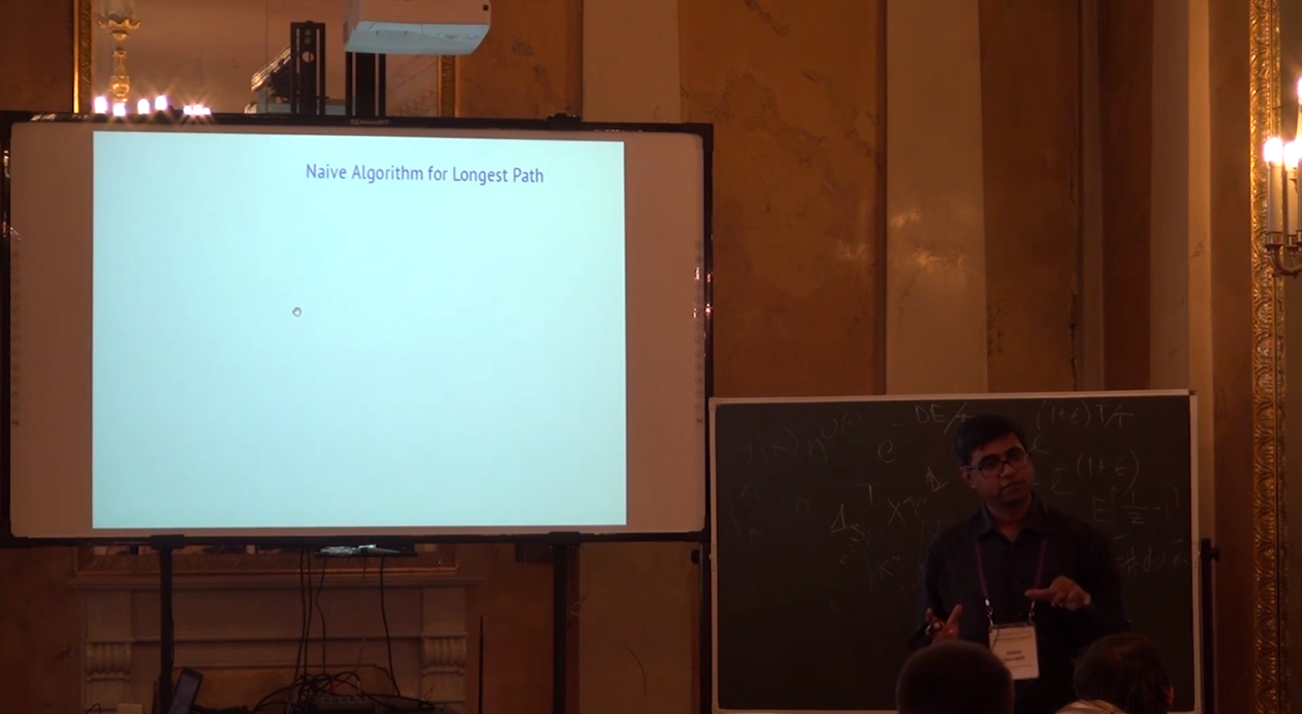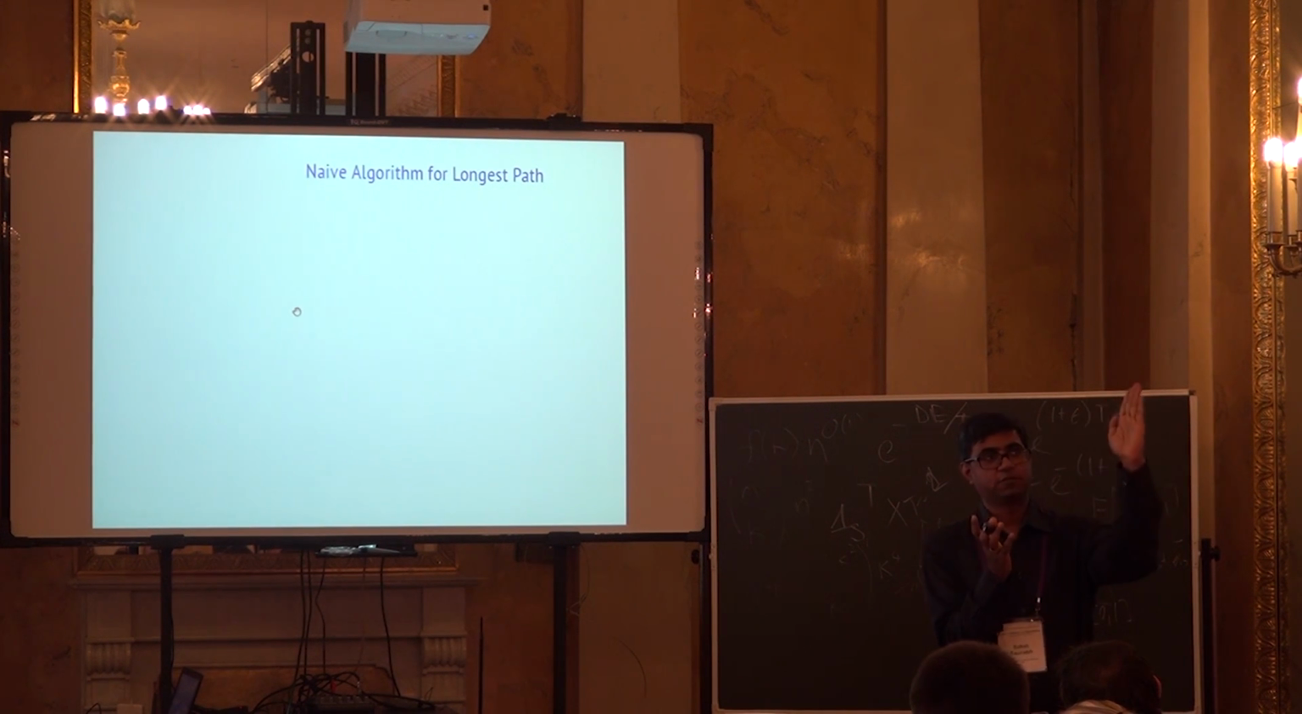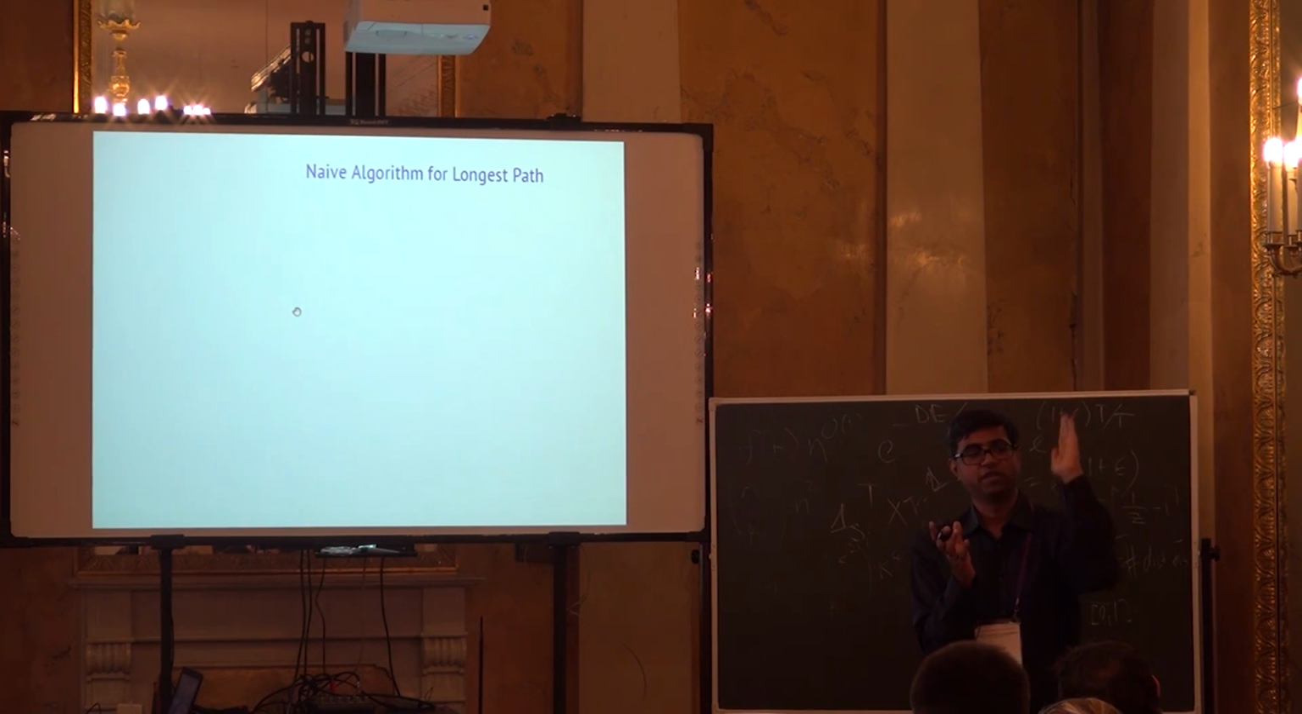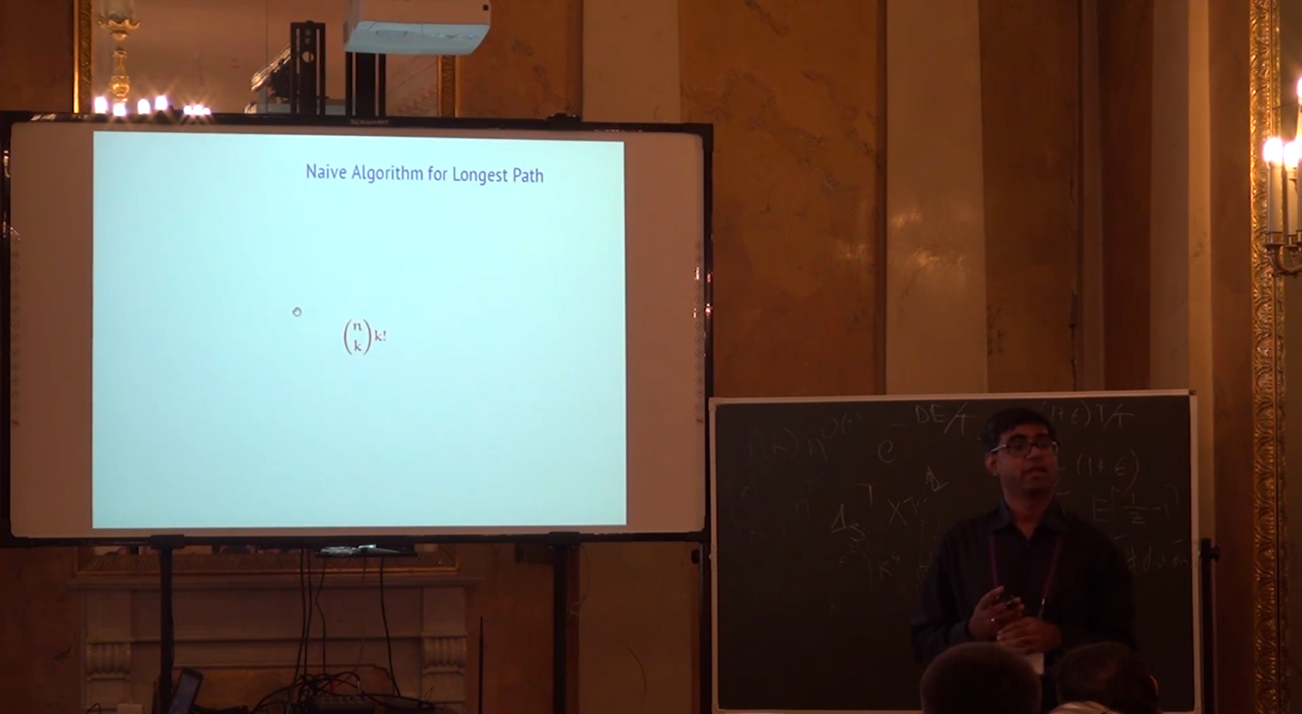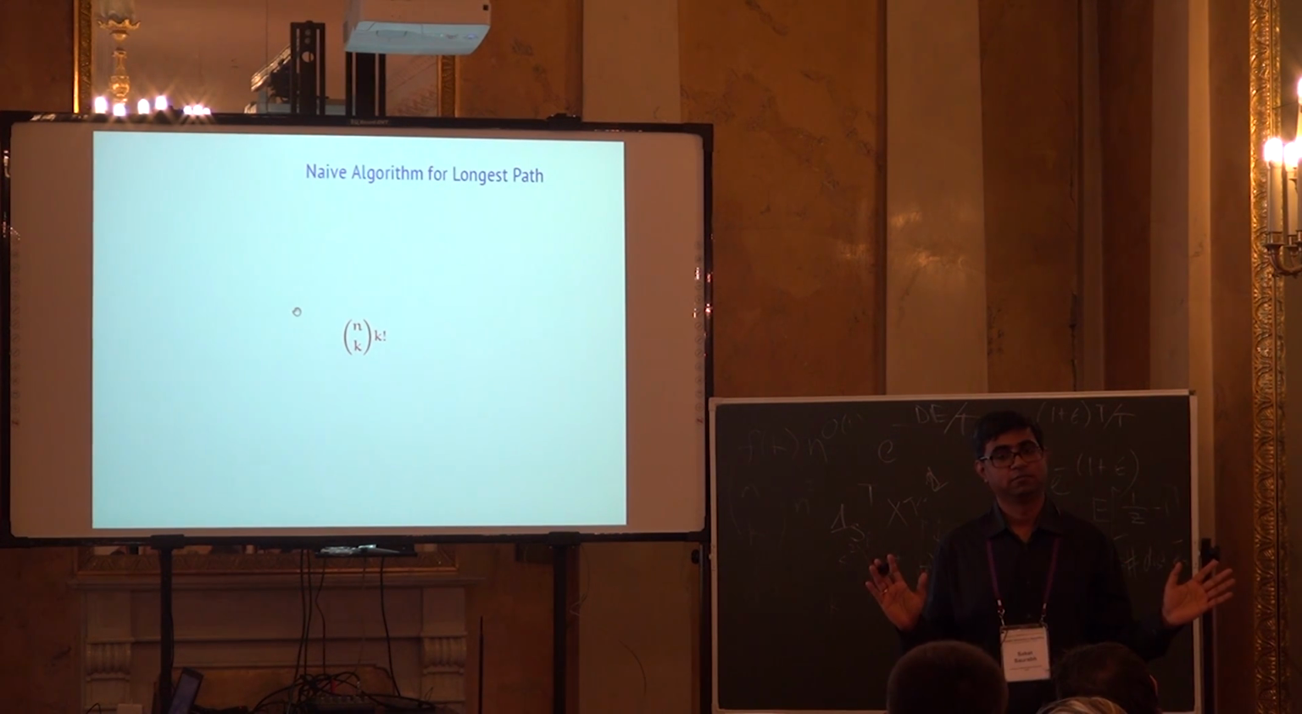You choose k vertices, and look at their permutation. Once I fix the permutation, I check, is there an edge from the first vertex to the second vertex? Is there an edge from second to third vertex? And so on and so forth. Okay? So this is the algorithm which will run in time n choose k times k factorial. And this is what I mean by a naive algorithm.